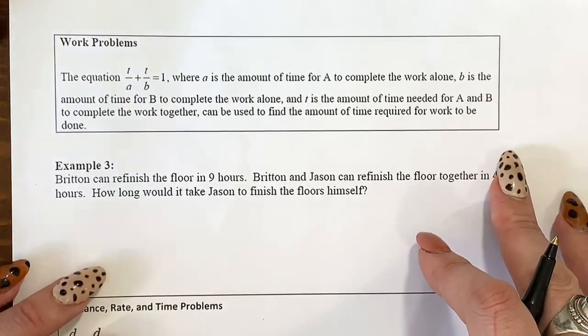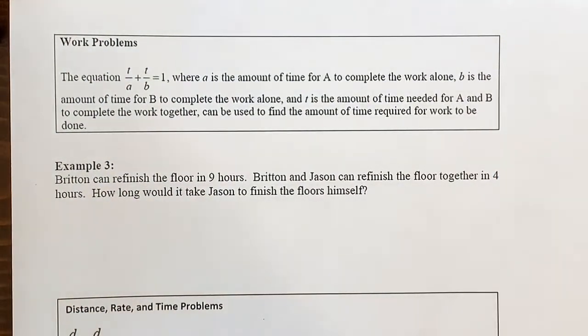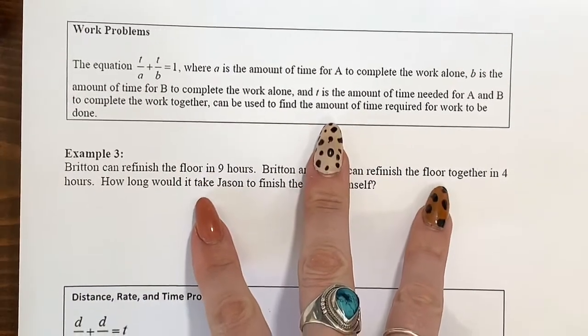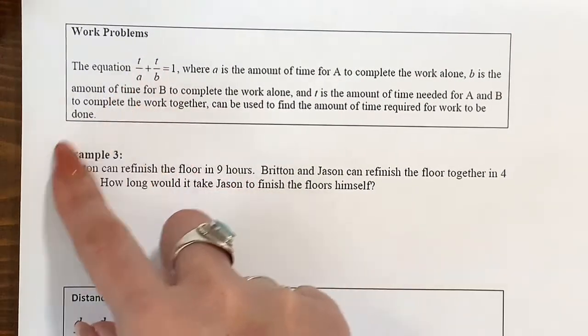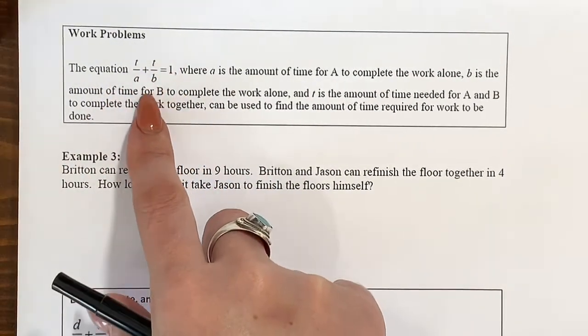Okay, we're going to do 2 more types of problems. The first type we're going to look at is work problems. These are going to be problems where you have like 2 people working on the same job, but they work at different rates kind of thing. So whenever you have problems like this, you're going to use this equation.